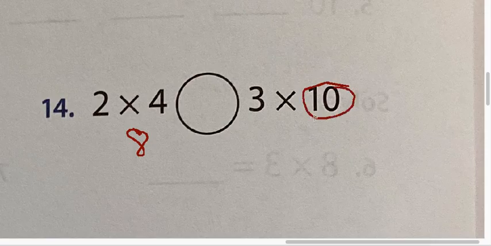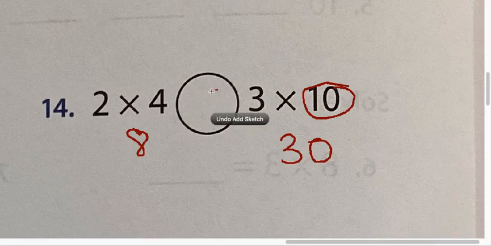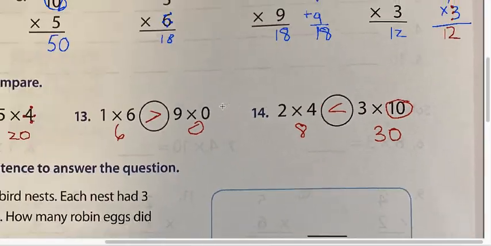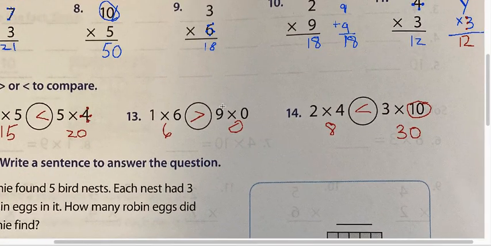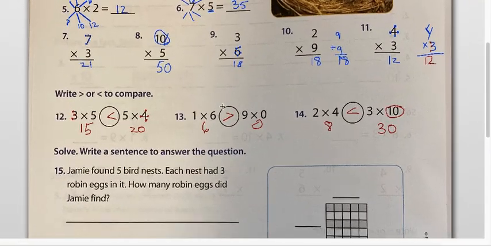Oops. And then copy the other number. And then drop down 0. So which one is more? 2 times 4 is lesser than 3 times 10. Very good. Are we awesome? We're doing great, right? We are.